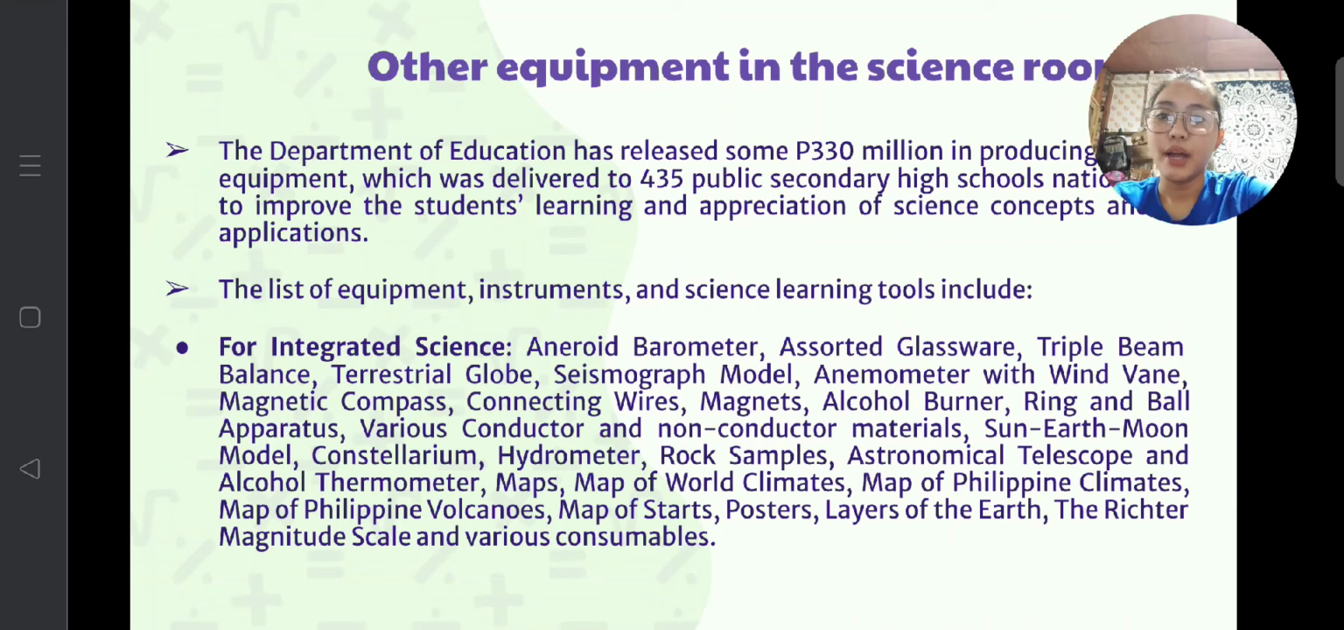such as the aneroid barometer, assorted glasswares, the triple beam balance and terrestrial globe, seismograph model, the connecting wires, the magnets, alcohol burner, the ring and ball model, and also the magnetic compass, the thermometers, map of the world climates, map of the Philippine climates, map of the Philippine volcanoes, map of the stars, posters, layers of the earth, the Richter magnitude scale, and various consumables.